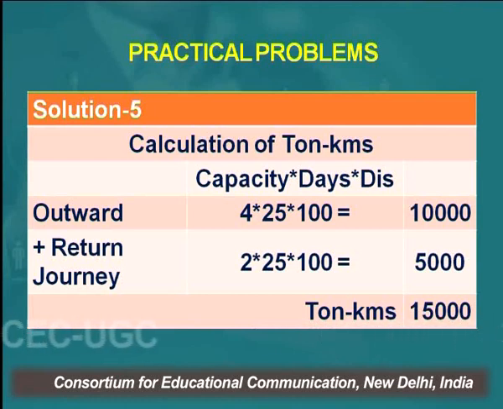So 2 tons into 25 days in a month, into 100, because the distance is 100, that comes to 5,000. So the total ton kilometer comes to 15,000. This is step number 1, to calculate how many ton kilometers the vehicle has travelled during a month. 4 tons, the capacity of the truck, into 25 days into 100, plus 2 tons, because 50% capacity, into 25 days into 100 kilometers, that is 5,000. 15,000 is the total ton kilometers.